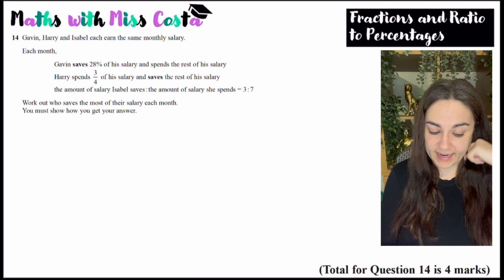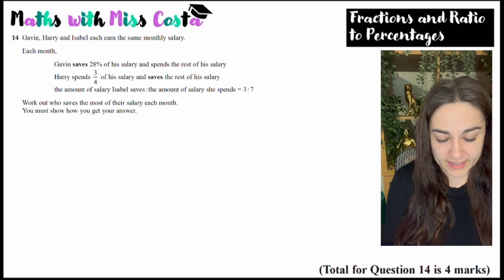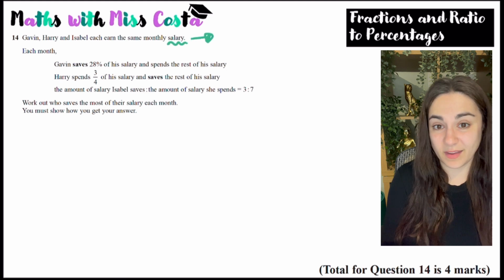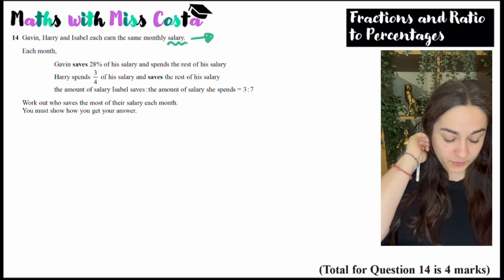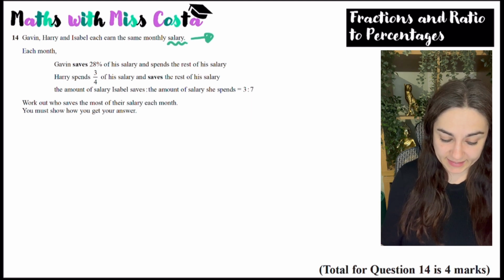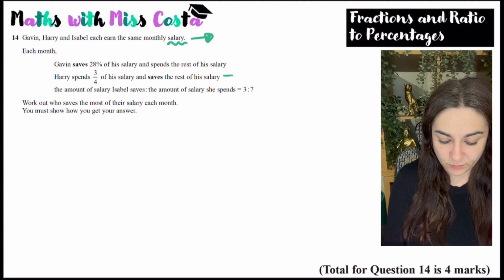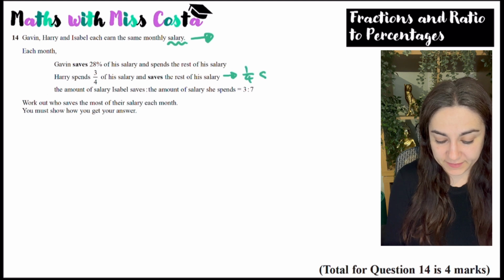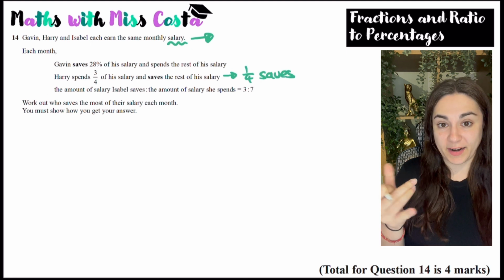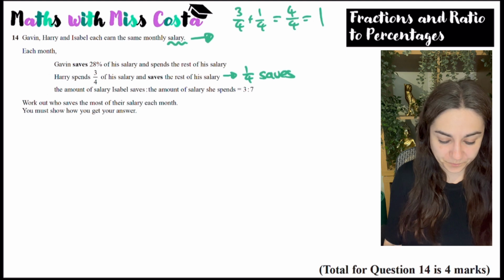next we're told that Gavin, Harry and Isabel each earn the same monthly salary. So salary is what you get paid. I'm told that each month Gavin saves 28% of his salary and spends the rest. Harry spends 3/4 and saves the rest. So if he spends 3/4, that means he saves 1/4, because fractions must always add up to 1 whole, and 3/4 plus 1/4 gives me 4/4, which is 1 whole.